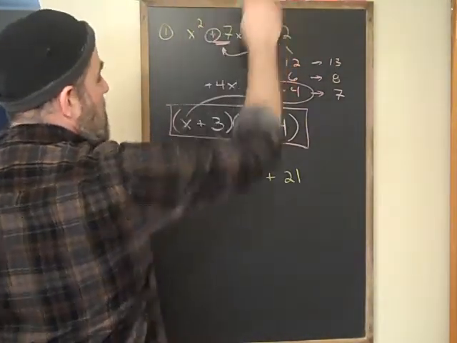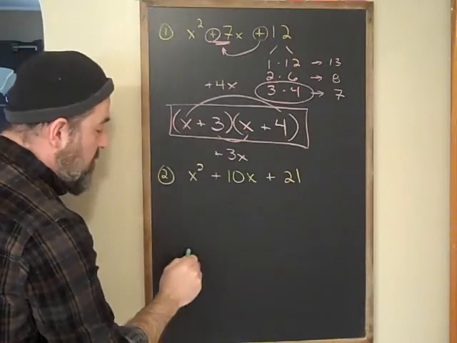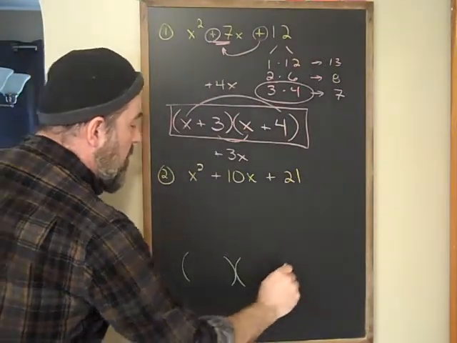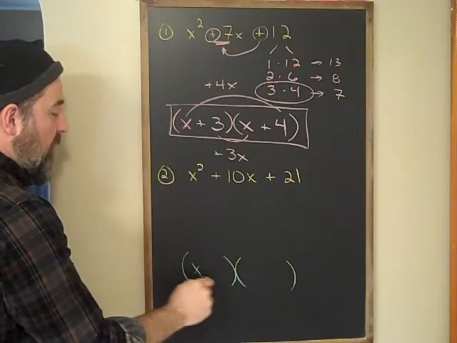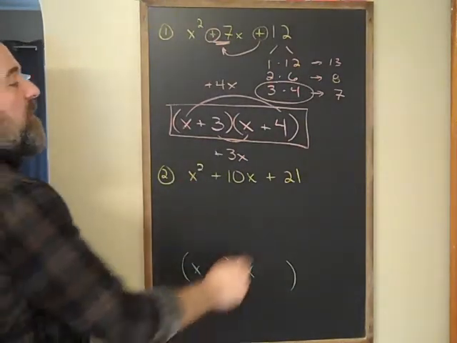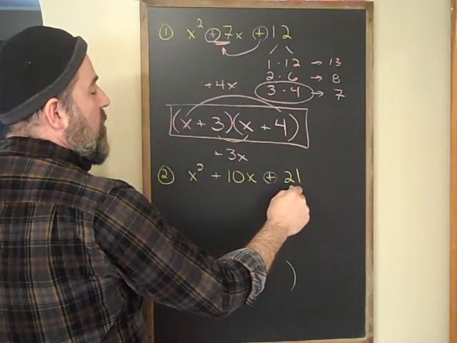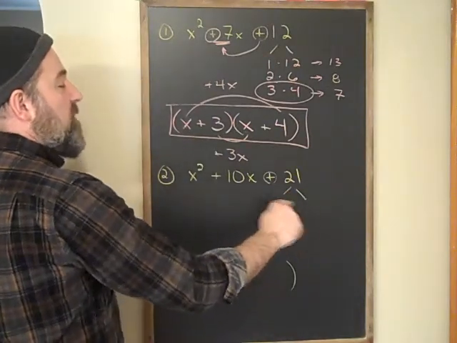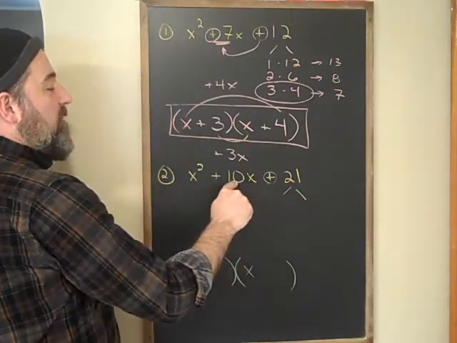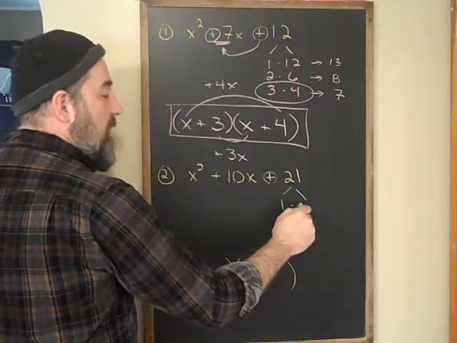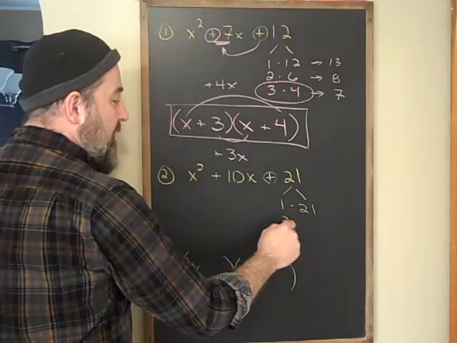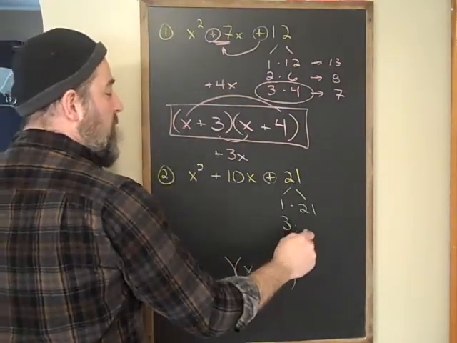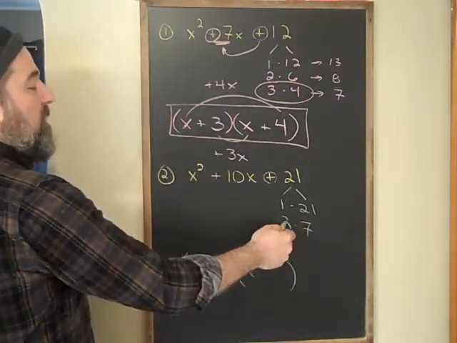So now, again, we know this is going to be a binomial times a binomial. We can set ourselves up. We know to get an x squared, we have to have an x and an x. Now, because this says plus 21, we're looking for factors that multiply to be 21 that add to be 10. Again, I'm going to write a comprehensive list. 1 times 21, then the next largest factor would be 3 times 7.